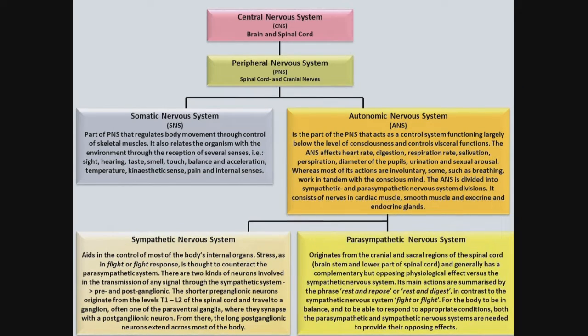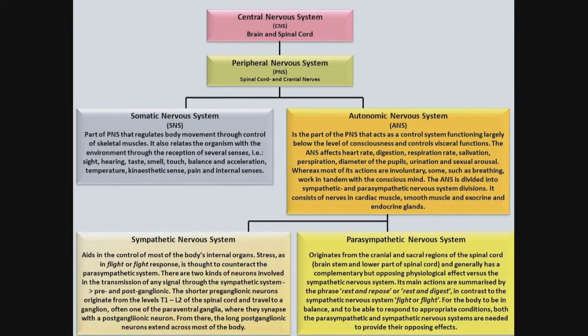The parasympathetic nervous system originates from the cranial and sacral regions of the spinal cord, brainstem and lower part of spinal cord, and generally has a complementary but opposing physiological effect versus the sympathetic nervous system. Its main actions are summarized by the phrase rest and repose or rest and digest, in contrast to the sympathetic nervous system, fight or flight.